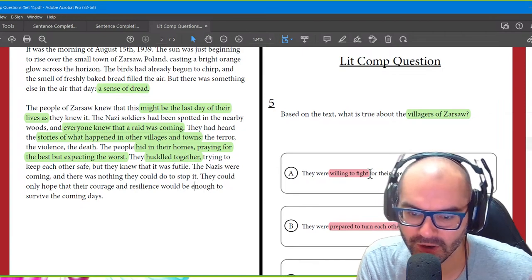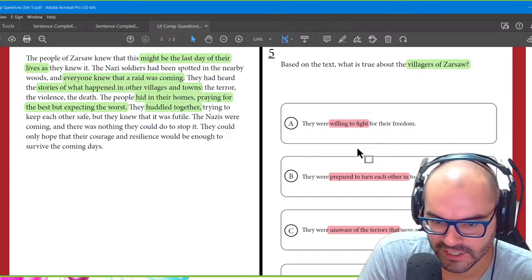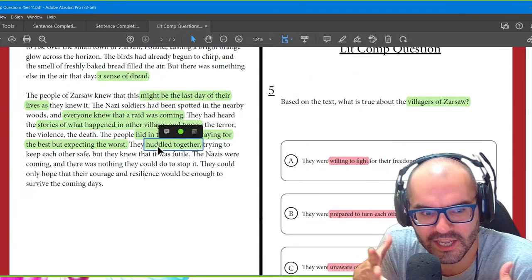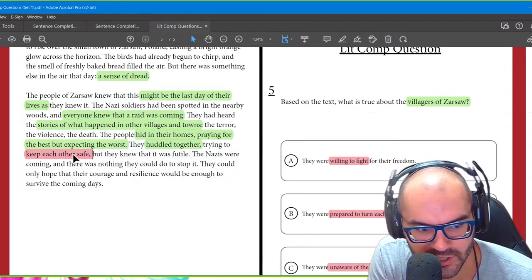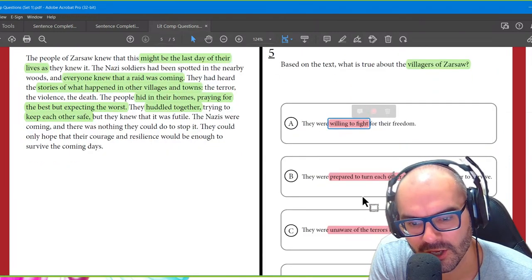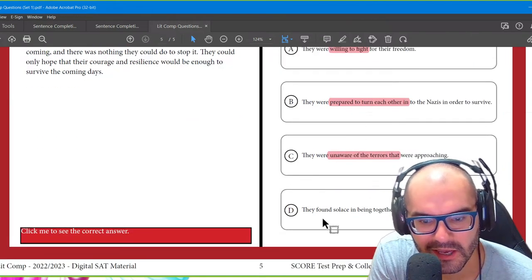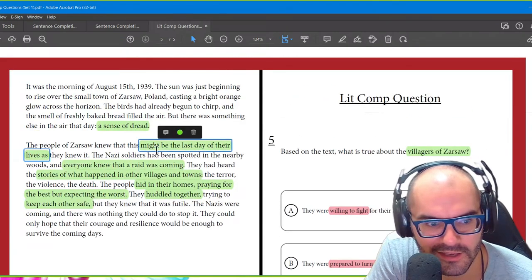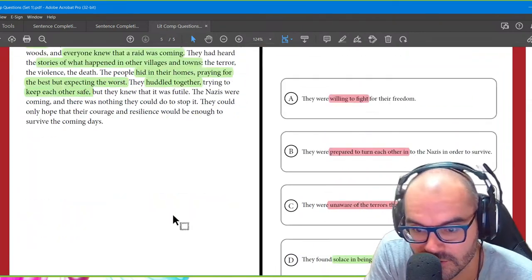And I'm with you, Mohammed. I ended up eliminating the other three to get to my answer, D. "Prepared to turn each other in" also doesn't seem accurate, because again, they're staying together, trying to keep each other safe. They weren't just going to tell on each other, right? So there's evidence to disprove B and C directly, and there's no evidence for A. "Solace in being together." Yeah, this could be the last day of their lives, and they're spending it together. That seems like the right answer to me.